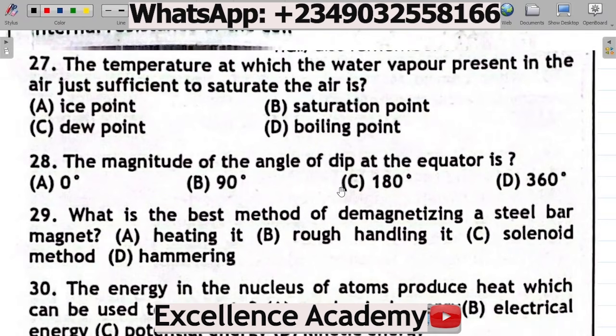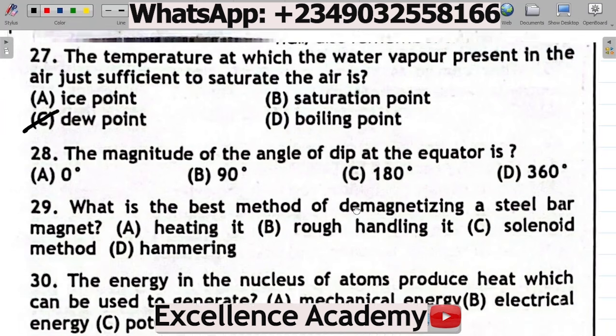Next up, question number 27. 27 says the temperature at which the water vapor present in the air is just sufficient to saturate the air is A, ice point, B, saturation point, C, dew point, D, boiling point. Now for this question, the correct answer is C, dew point. You want to note that the temperature at which water vapor just saturates air is called the dew point. So dew point is the correct answer.